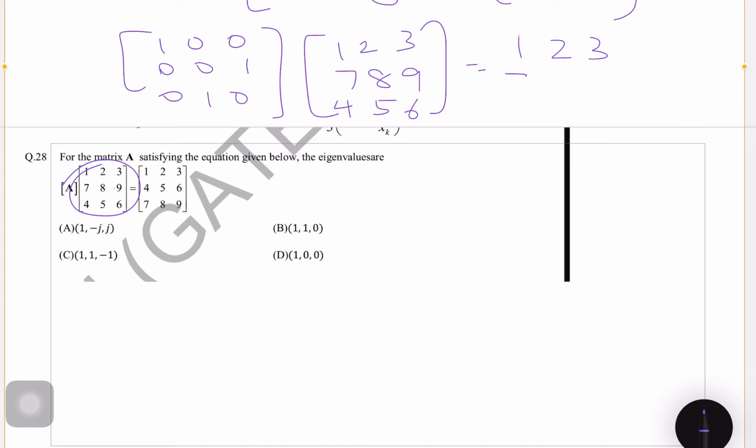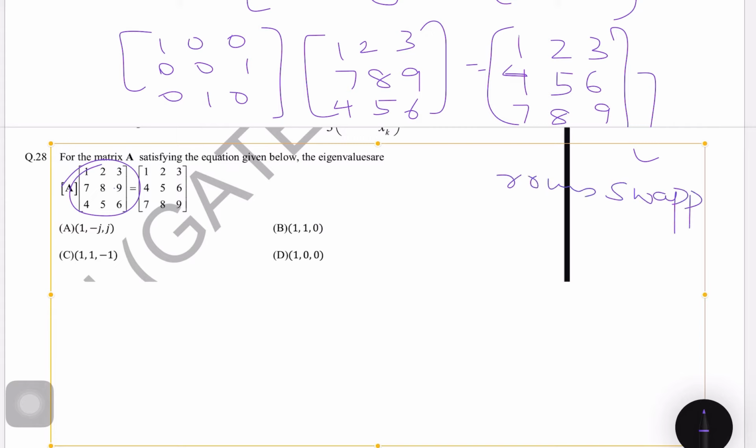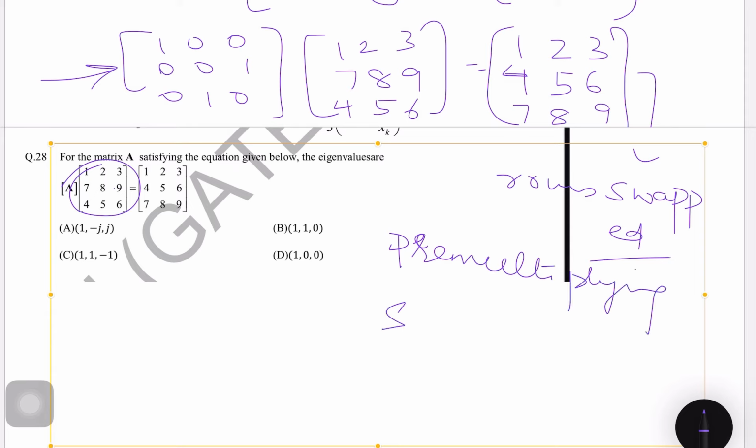Plus 4, so we will be getting 4. Now again 0 plus 0 plus 5, so we will be getting 5. So again 0 plus 0 plus 6, so we will be getting 6. Similarly, when you multiply the third row, so can you see guys, this is a matrix which is swapping the rows by pre-multiplication. So pre-multiplying this matrix swaps the rows, okay, swaps the rows.